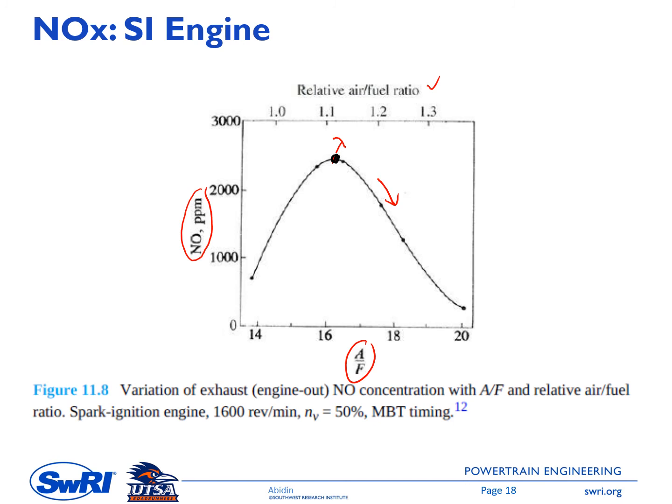Similarly, if we make the mixture richer, we will have lower NOx due to less air, but a higher combustion temperature, which increases the NOx. So this is the maximum point where NOx is formed inside the spark ignition engine. This data was obtained at 1600 RPM and MBT timing, with a volumetric efficiency of around 50%.